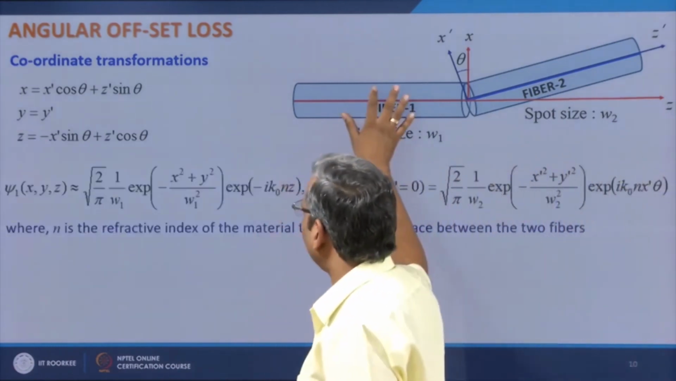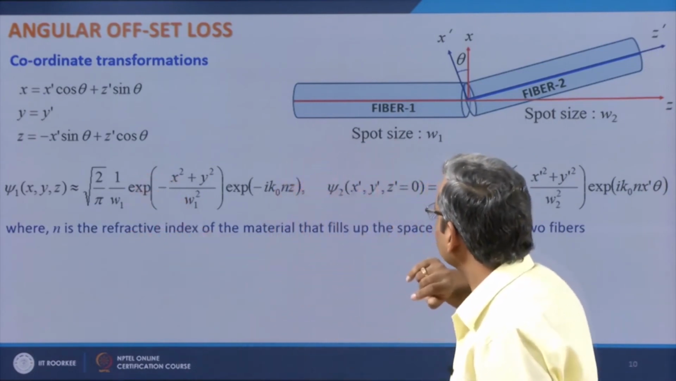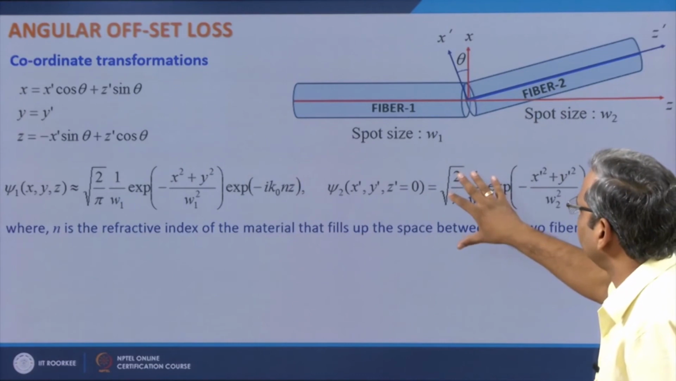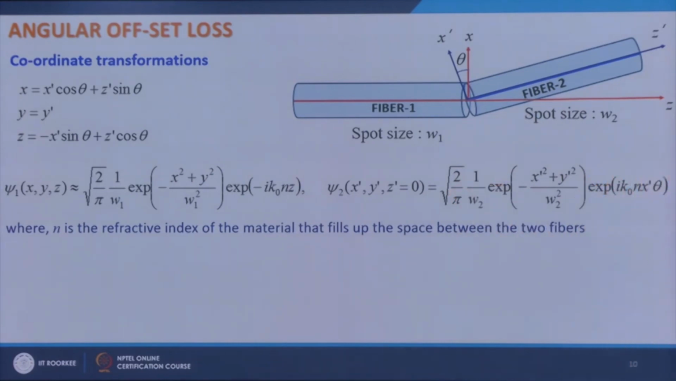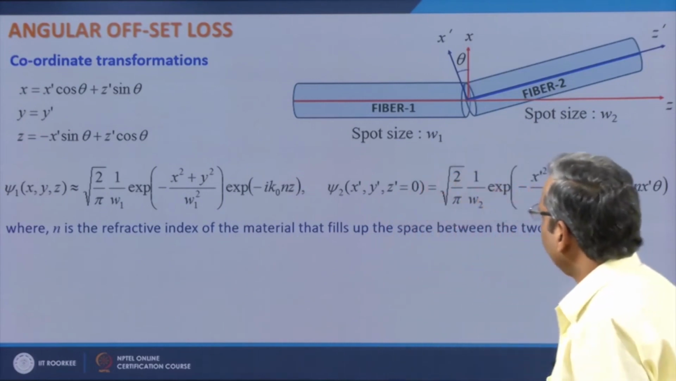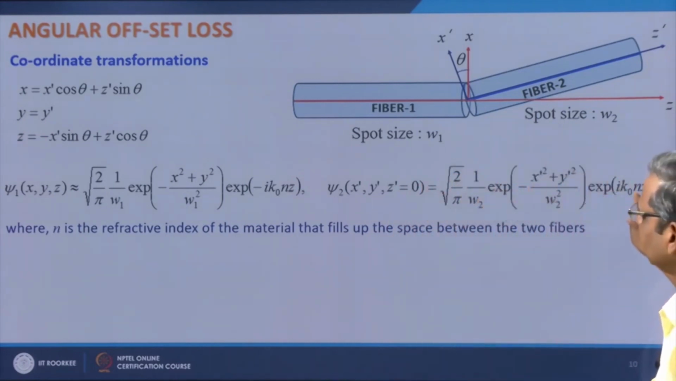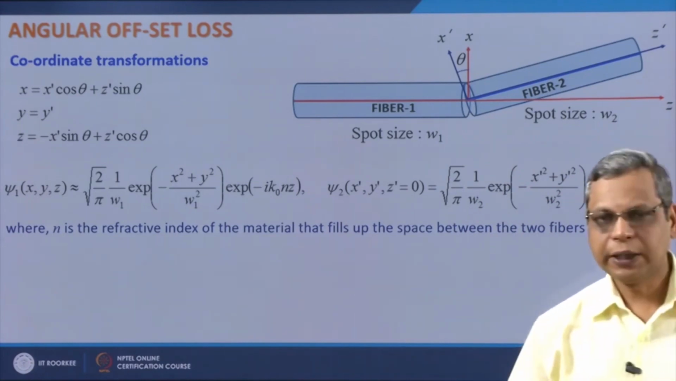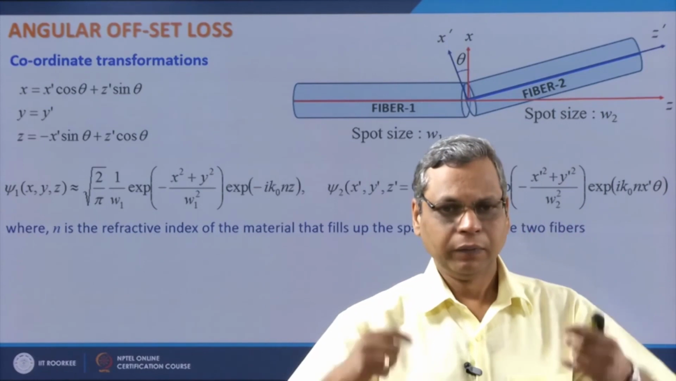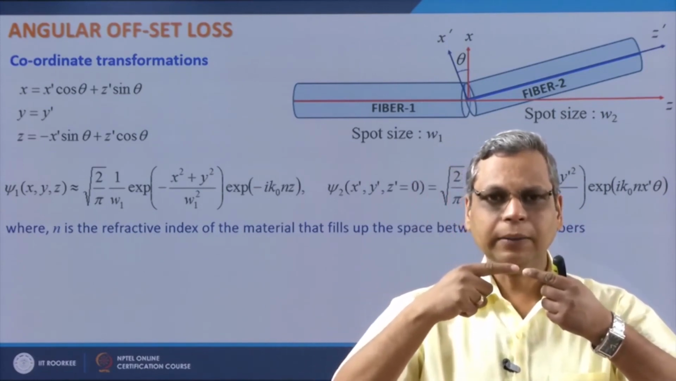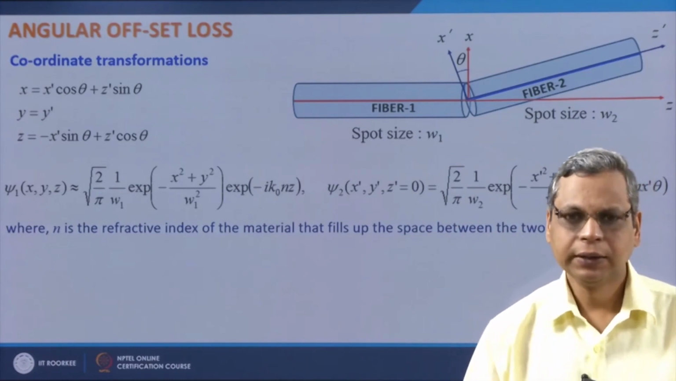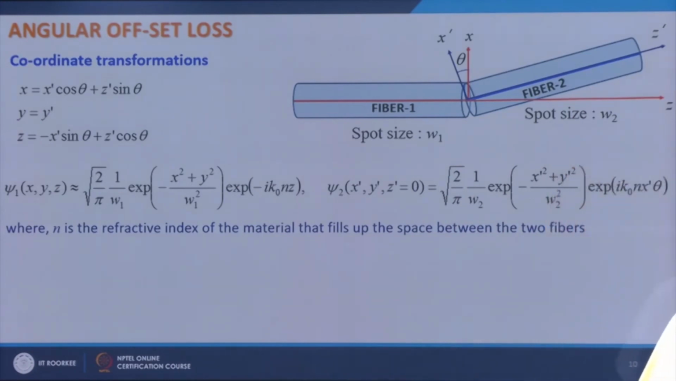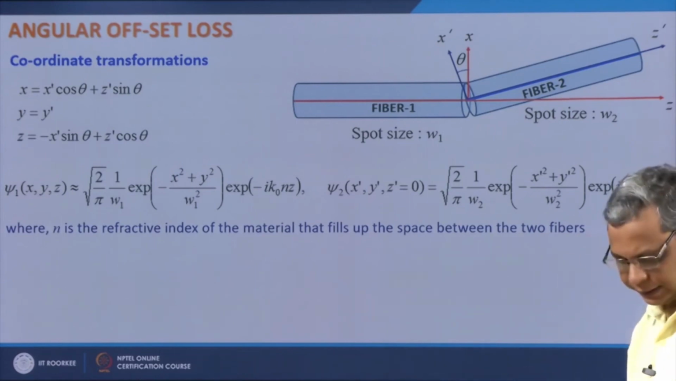Now I can write down the Gaussian mode of fiber 1 like this, and Gaussian mode of fiber 2 like this at z prime is equal to 0, and this is at some z, where this n here and n here is the refractive index of the material which goes in the gap between the two fibers. And usually this material is nothing but cladding material, because when you join two fibers you align them and then fuse them together. When you fuse them together, the cladding material gets melted and it goes in the gap. So this n is nothing but, most of the time it is cladding material.